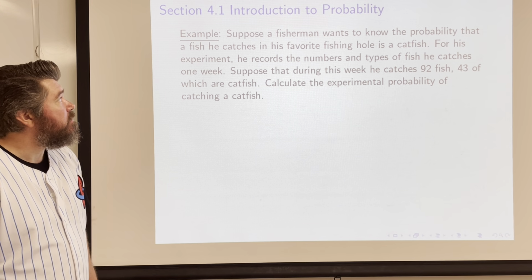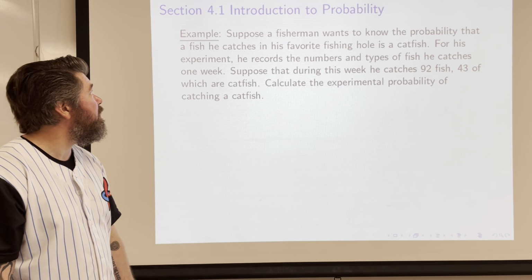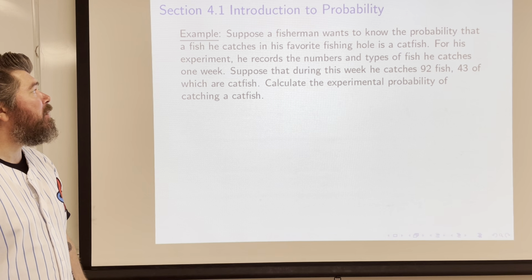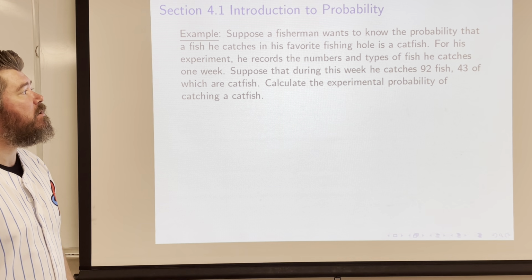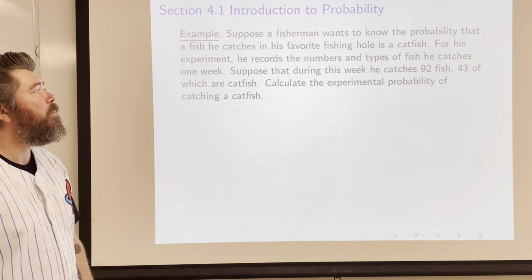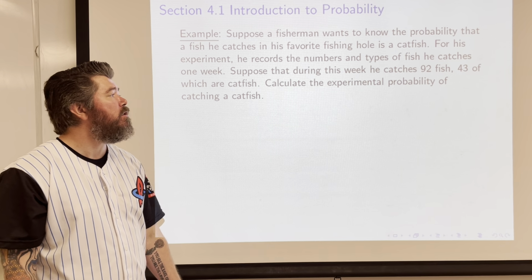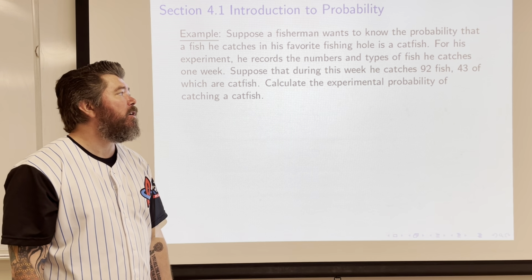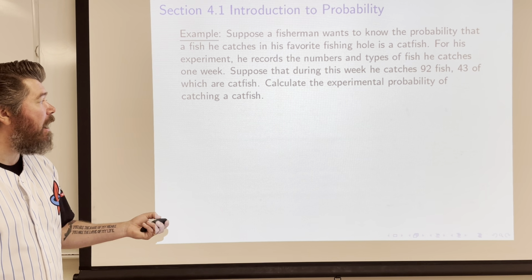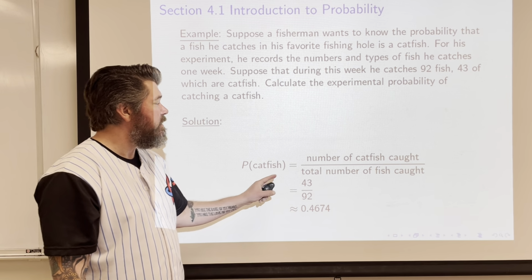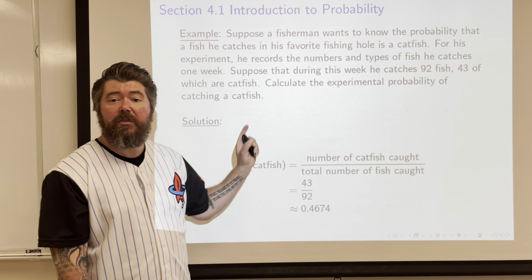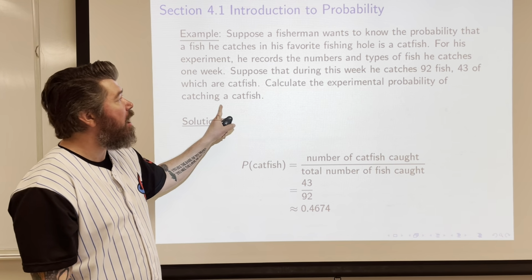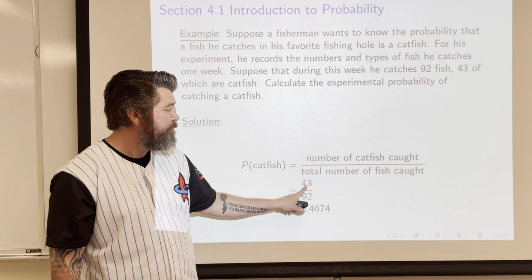Let's look at an example. Suppose a fisherman wants to know the probability that a fish he catches in his favorite fishing hole is a catfish. For his experiment, he records the numbers and types of fish he catches 1 week. Suppose that during this week he catches 92 fish, 43 of which are catfish. Calculate the experimental probability of catching a catfish. So again, we take our frequency, so we want the probability of catching a catfish. So how many times did we catch a catfish? We caught a catfish 43 times.